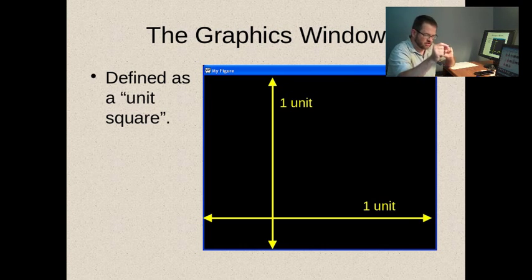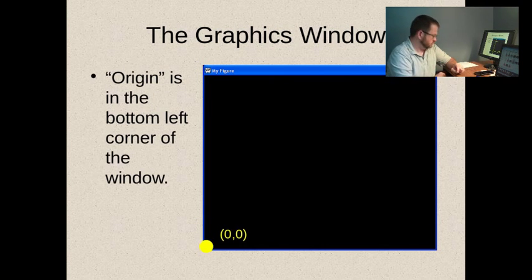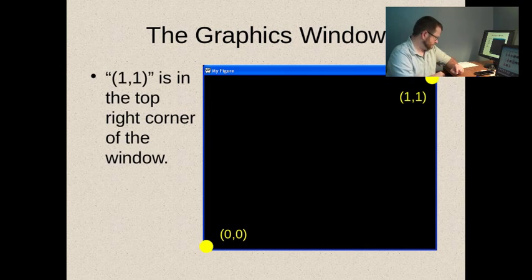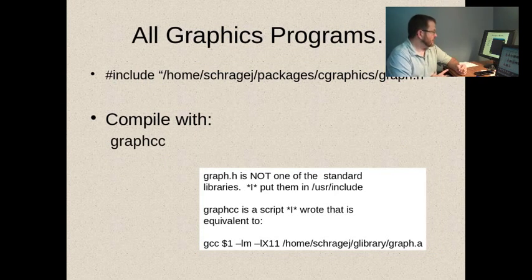The coordinates of the corners of this unit square: the bottom left corner, the origin of the canvas that you're going to be drawing on, is defined to be the location 0, 0. If you wanted to put something at that location in the graphics window, you'd put it at 0, 0. The top right corner rather is defined to be 1, 1. It's 1 in the X direction and 1 in the Y direction. And of course, any place in between will have some set of coordinates X, Y. These are floating point numbers.